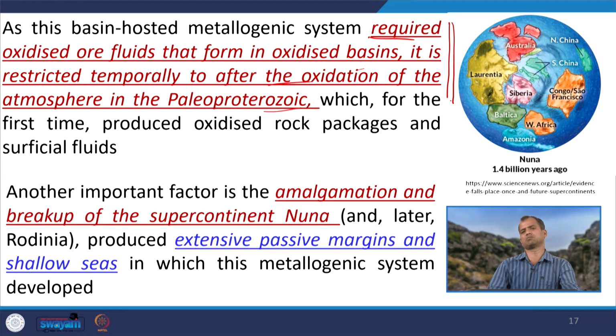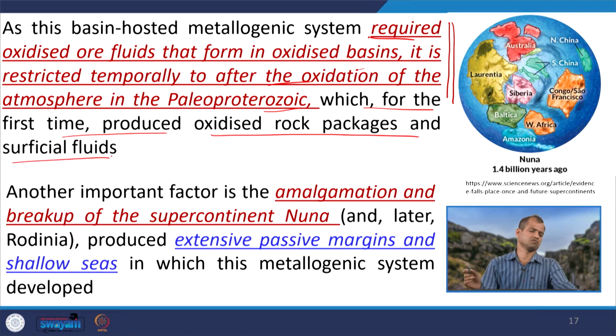Paleo means we are talking about the Proterozoic environmental condition, which was also somehow responsible for this type of mineralization, and which for the first time produced oxidized rock packages and superficial fluids. That is, we are talking about the Nuna type, when the supercontinent cycle was there. At that time, the oxidation-reduction condition of the atmosphere and the oxidized fluid coming from these rocks interacted, and a reduction gradient prevailed within the basin, and that is why it was responsible for the development or precipitation of this wide range of minerals.